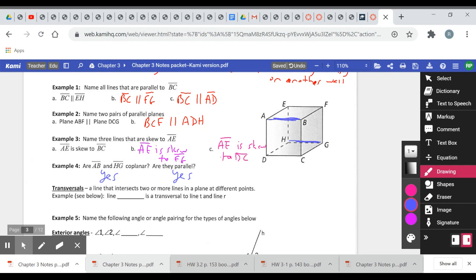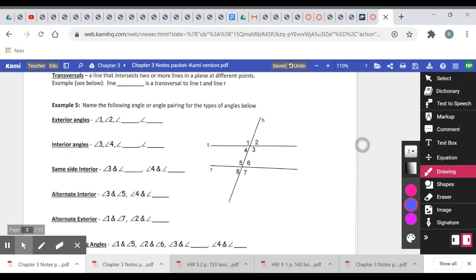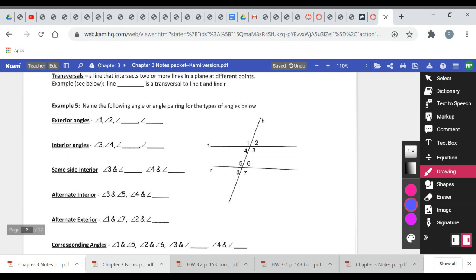All right, next up is transversals. It says a line that intersects 2 or more lines in a plane at different points is a transversal. So the example below, if you look at this picture below, move that up here. Okay, so in this example, the line that intersects the 2 or more other lines in this case would be H. So line H is the transversal to line T and to line R.